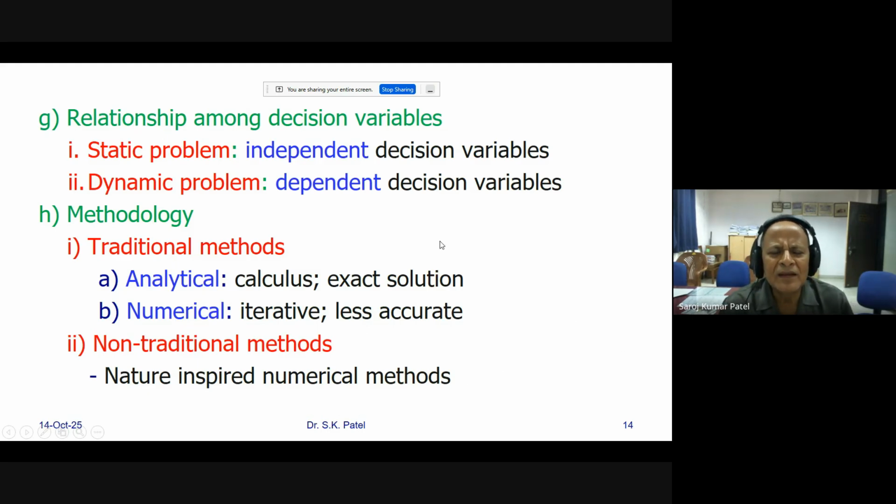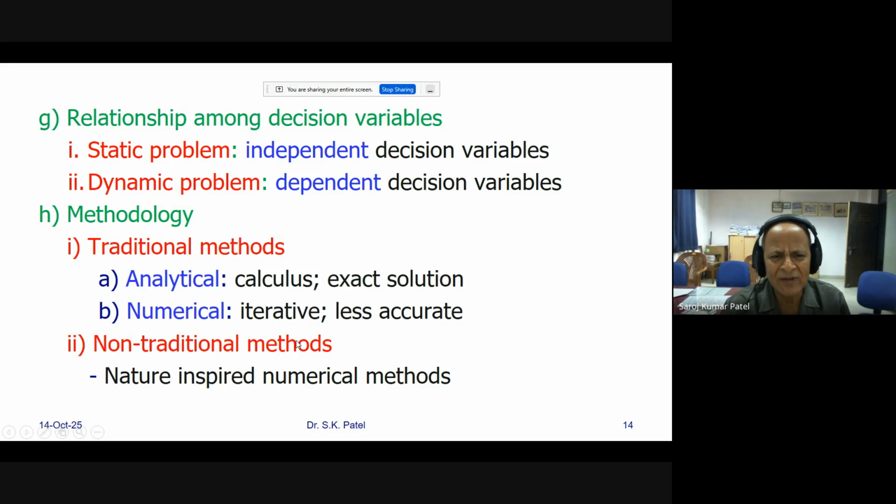Then, the relationship among the decision variables. If the decision variables are all independent of each other, meaning x1 is independent of x2, then this is a static problem. But if x1 is also a function of, let's say, x2, they are dependent, then this is a dynamic problem. Then regarding the solution, we can either use traditional methods, or there will be non-traditional methods.